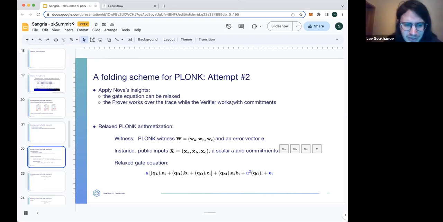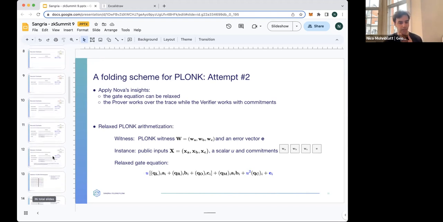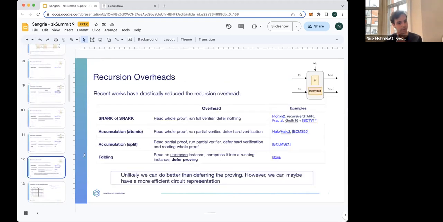Wait, so you're saying that you could actually delegate proving Nova in zero knowledge? That's awesome. That's absolutely awesome. Yeah, so this is something I sort of mentioned earlier when I was going through the table. But folding schemes you can see as a very special case of split accumulation.